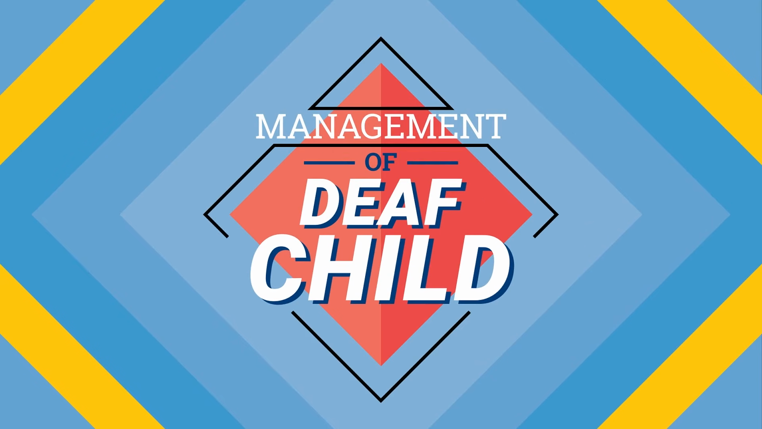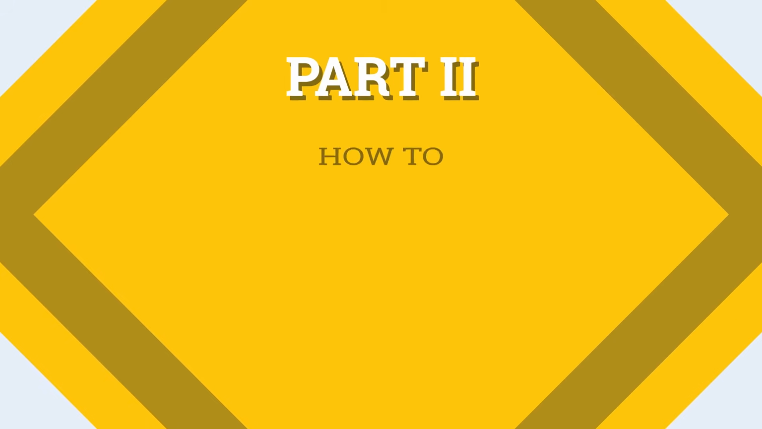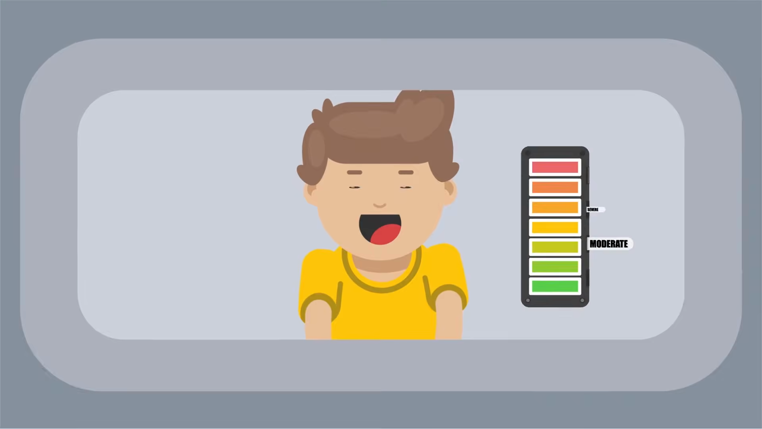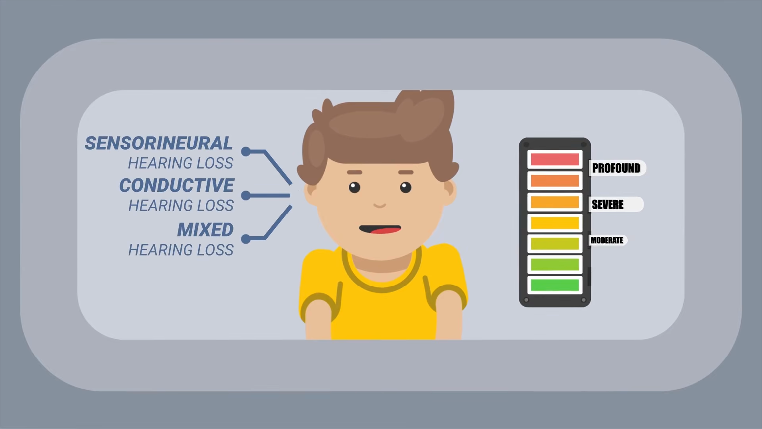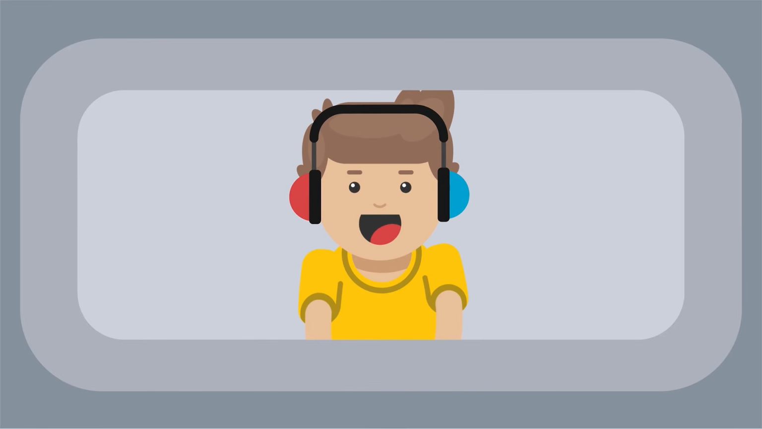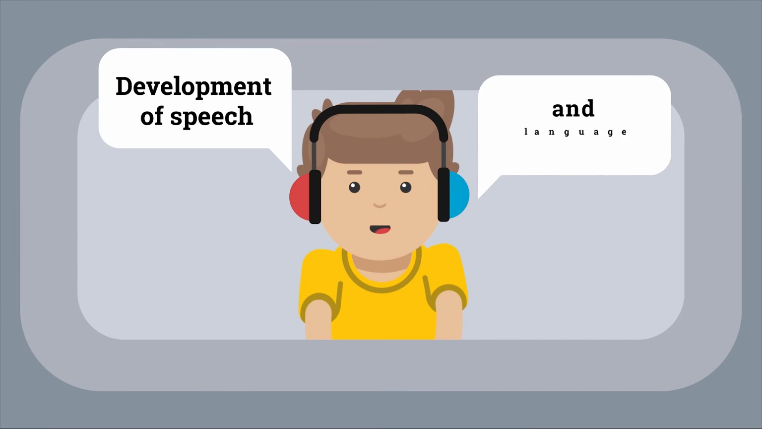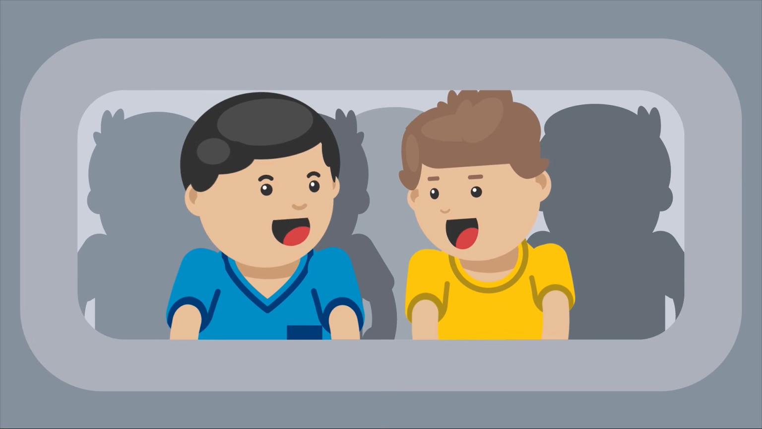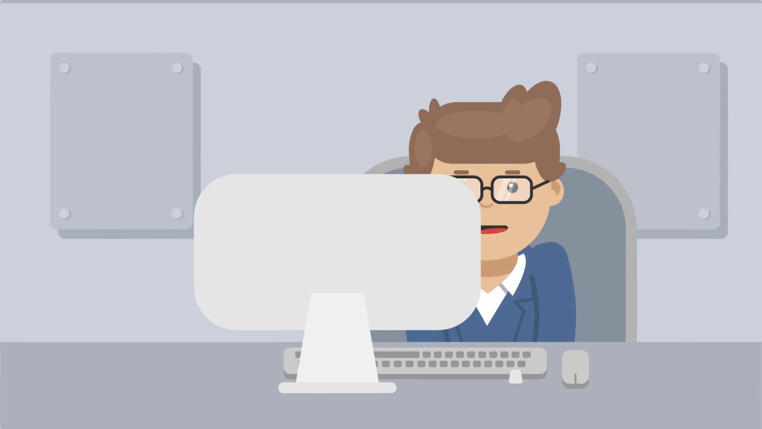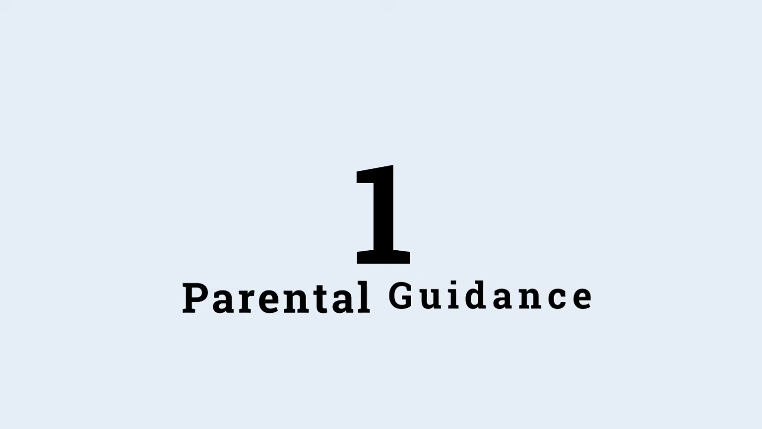Management of deaf child. It is essential to know the degree and type of hearing loss. Aims of rehabilitation of any hearing-impaired child are development of speech and language, adjustment in society, and useful employment in a vocation. 1. Parental guidance.